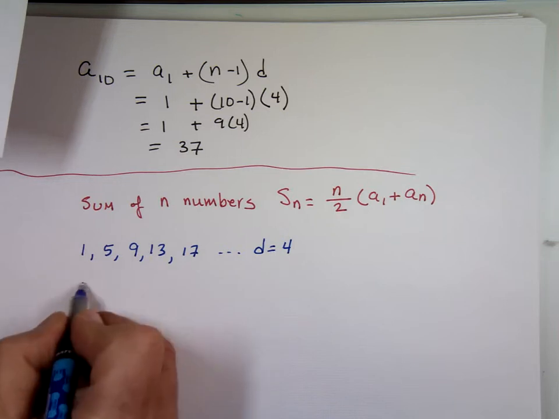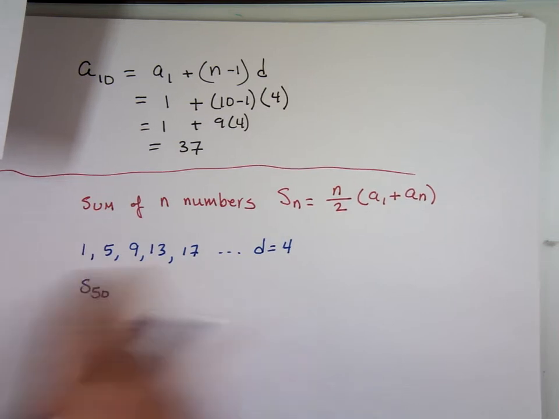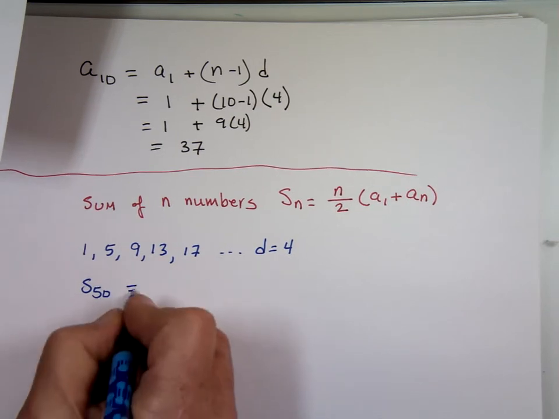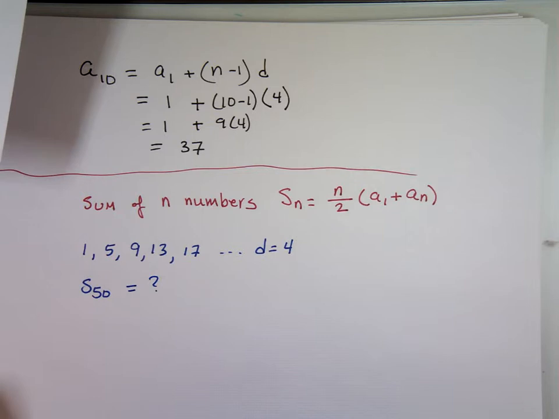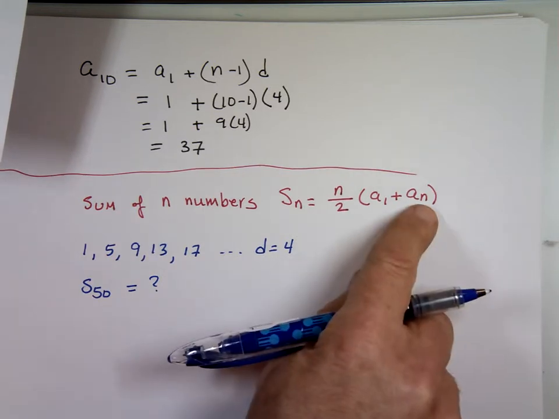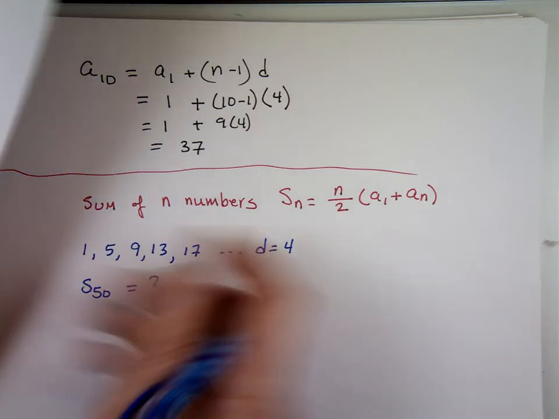I want to find the sum of the first 50 numbers of this sequence. That means I can't do it yet. That's what the question is. Why? Because to find the sum, I need to know what the 50th number first is. So I need to wait till I know what the 50th number is.